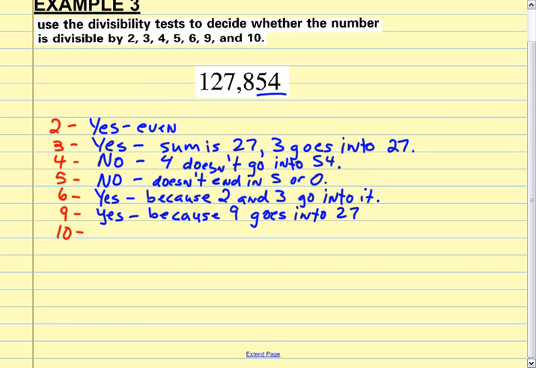Thank you. And the last one for us. Hank, does 10 go into this number? No. Why? Because it doesn't end in a 0.